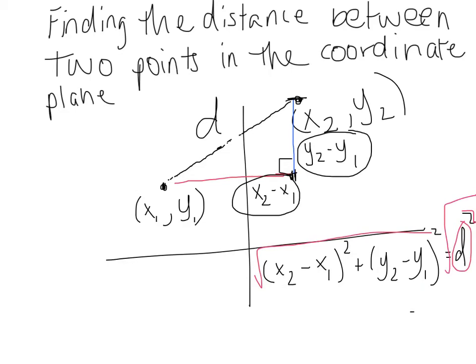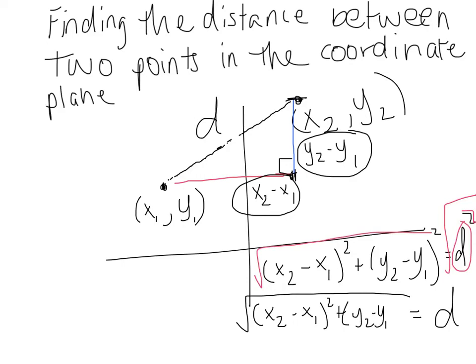So the distance D between the 2 points is the square root of x2 minus x1 squared plus y2 minus y1 squared. And this is what is known as the distance formula.